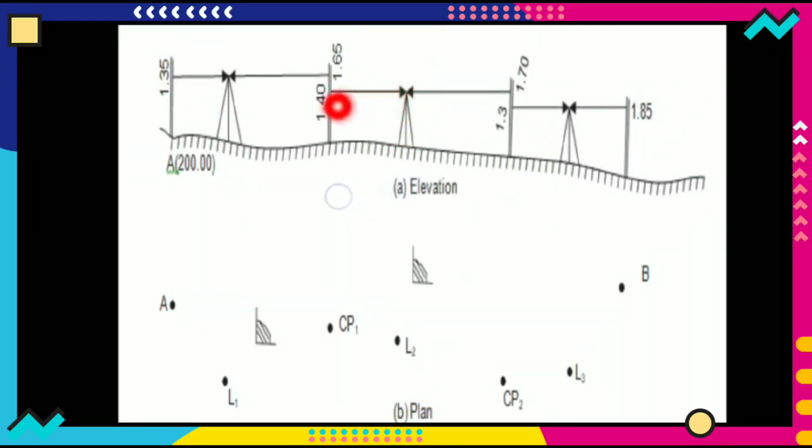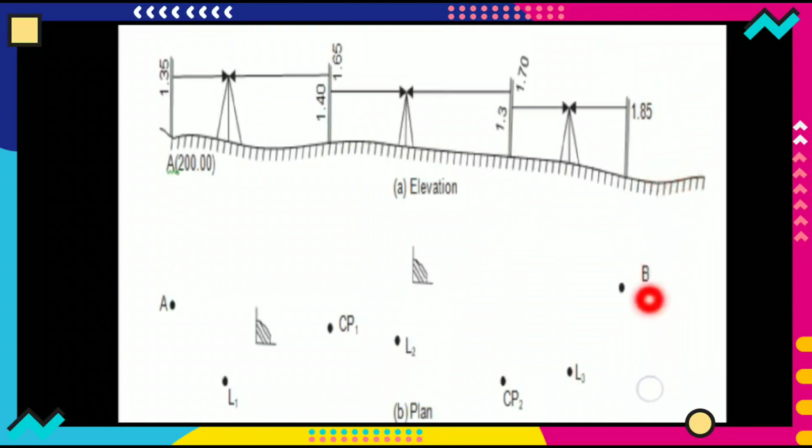So this reading will be our backsight, because the first reading after the setup of the instrument is our backsight. After that we take a reading on the next point, CP2, 1.70. After this reading, visibility of this instrument is very low. Then again we shift this instrument to this position and take a reading on the previous point. So this 1.3 is the backsight, and after that we take a reading on this point, 1.8.